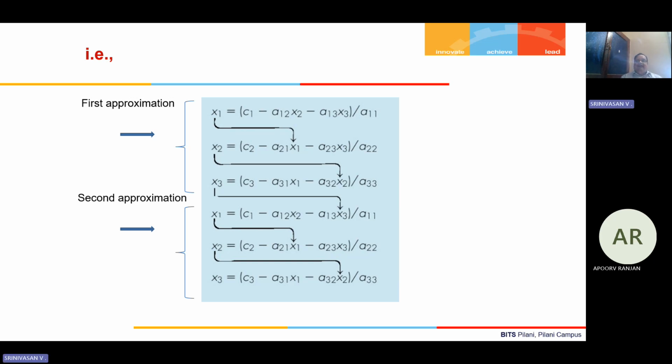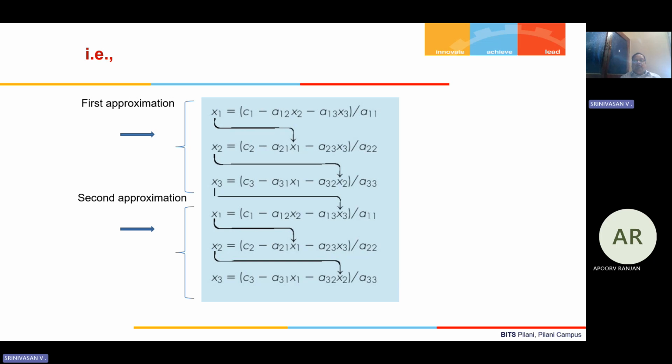See, this is exactly what is interpreted diagrammatically. First approximation: x1, you know very well, is c1 minus a12 x2 minus a13 x3 by a11, and they have just taken b1 by a11 as some c1. That x1 value is taken in the next equation, x2 equal to c2 minus a21 x1 minus a23 x3 divided by a22. So the arrow mark shows it here.